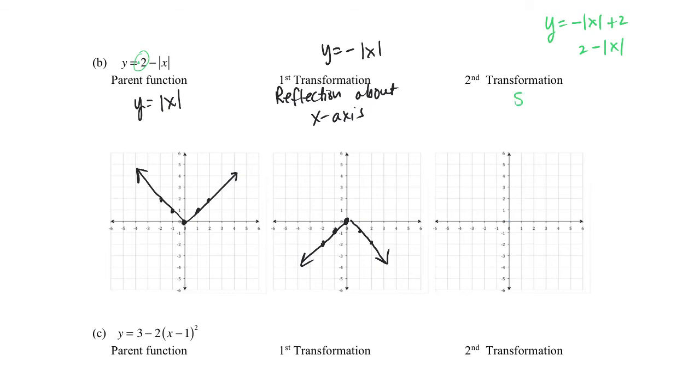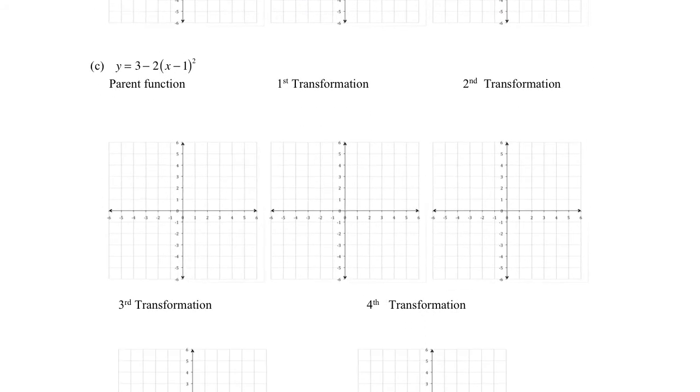Okay, so we'll shift the graph up 2 units. So everything just moves up. All of our points move up 2 units. So we're here, here, here. Oopsie. That should be there. All right. There we go. All right, let's do our next one.